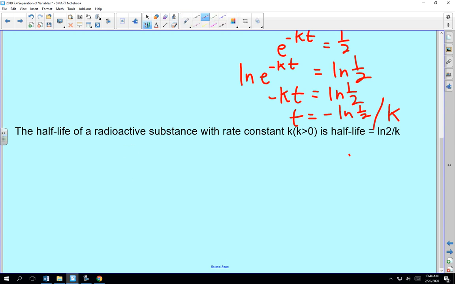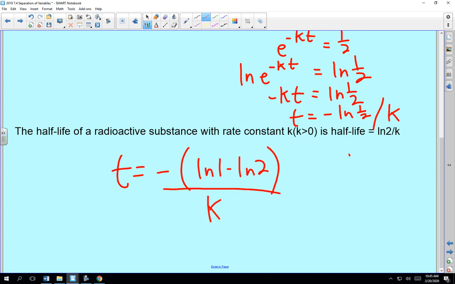So negative ln of 1/2. How do we rewrite ln of 1/2 using the properties of logarithms? ln of a over b is the same as ln of a minus ln of b. We have to remember this. So it goes ln of 1 minus ln of 2, and then, of course, it's over k. ln of 1 is 0, so 0 minus ln of 2, and then distributing the negative sign, you get ln of 2 over k.